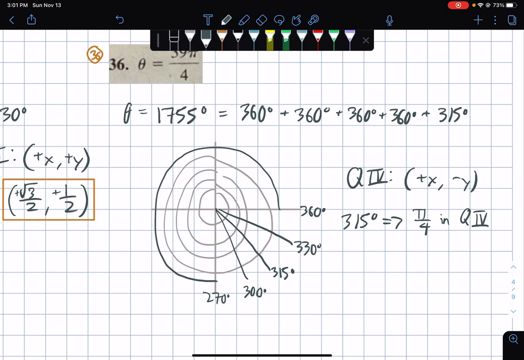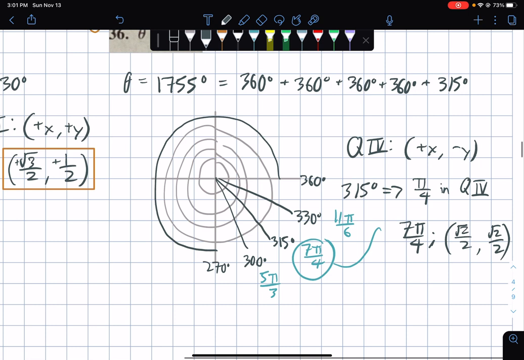We know that this is 5, 7, 11. So 7 pi over 4. Pi over 4 has the usual square root of 2 over 2, square root of 2 over 2. And because it's quadrant 4, x is positive, y is negative. So yeah, this is the final answer.